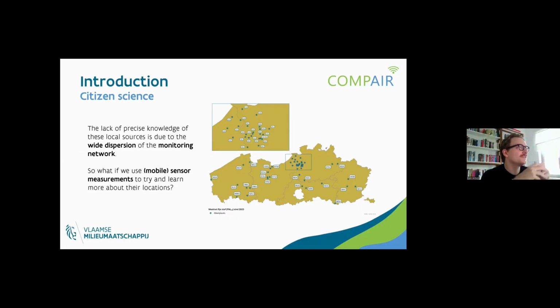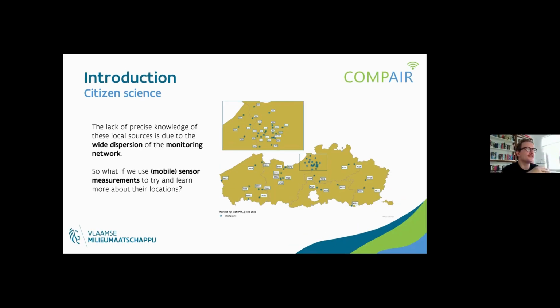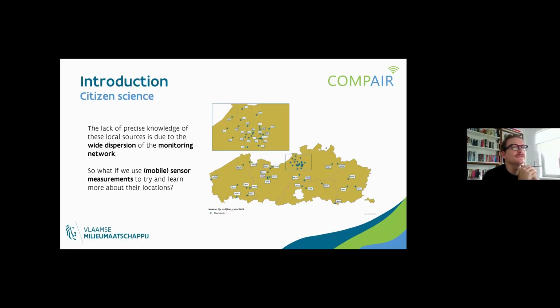So as I said, the lack of precise knowledge of these local sources is because the monitoring network essentially is too widely dispersed. This map has all of the monitoring stations that measure particulate matter in Flanders. And even though there are quite a lot, this is still way too wide to go and check for local sources in some residential area. I mean, there are large parts of Flanders that essentially have no monitoring station even nearby, so you can't even estimate the background. So this is where citizen science comes into play. Essentially, what if we use citizen science? We use sensor measurements, mobile sensor measurements, to try and learn more about the locations of these local sources.